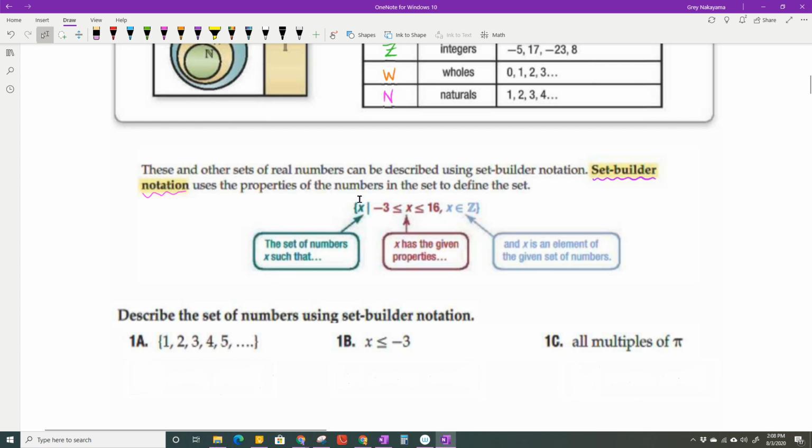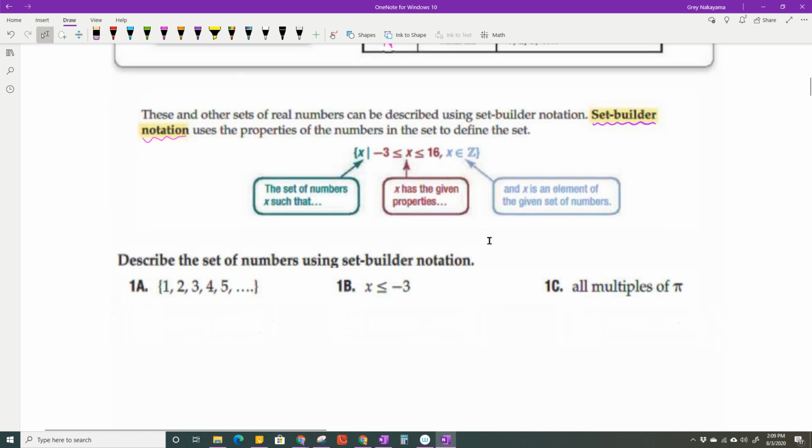So this says the set of numbers x such that, then you have some mathematical inequality statement, or you could list the numbers as you see right here. But whatever properties you're given to x in the middle, then you separate it with a comma and write x with this funny looking symbol, which looks like an E, and it stands for is an element of the given set of numbers, which in this case is Z, or our integers. Okay, so we're going to practice that.